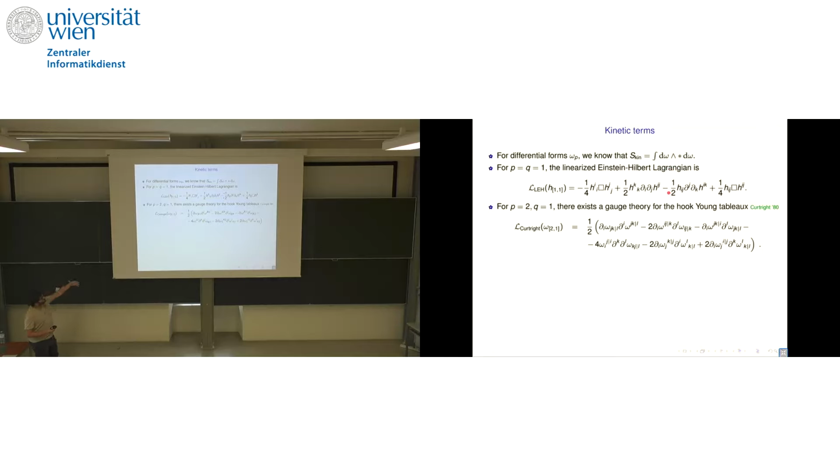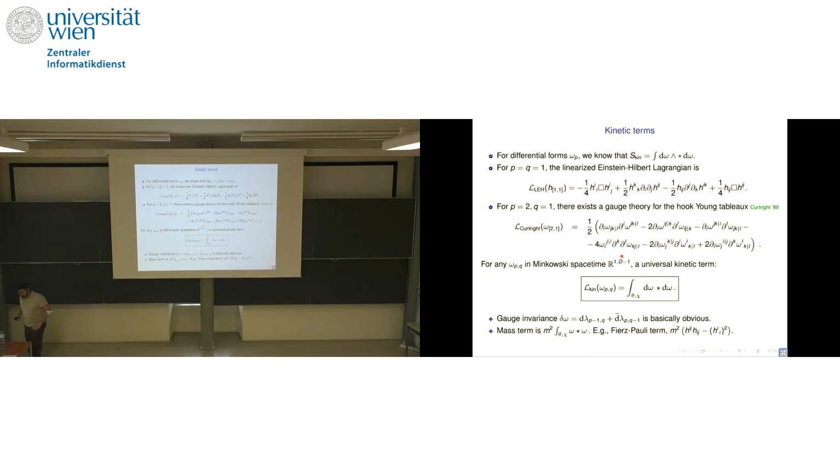So even for p equals 2 and q equals 1, there exists this Curtright gauge theory, which was found by Thomas Curtright in the 80s for the Young tableau, which looks like this. So this is a (2,1) tensor, and the kinetic term looks like this. Again, with fixed factors and signs, which looks very complicated. So the point of our formalism is that these complicated formulas are actually nothing but this simple formula here. So you take a bipartite tensor, and you just use the generalized Hodge star to construct the kinetic term.